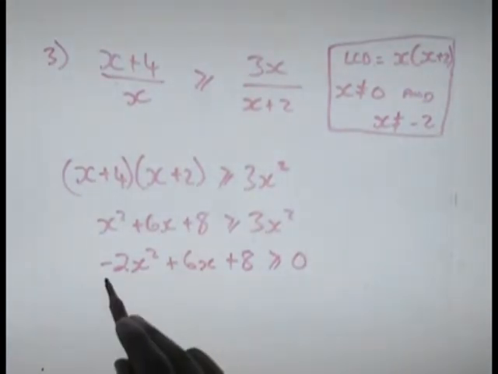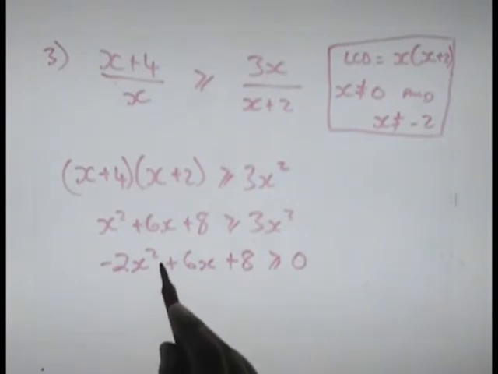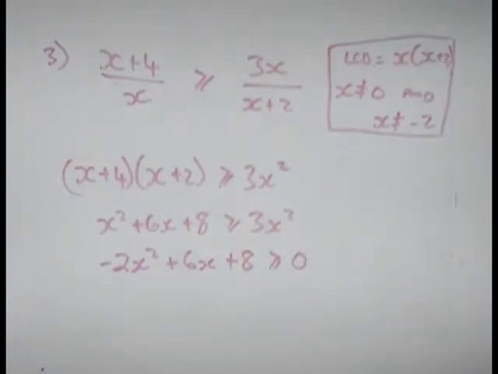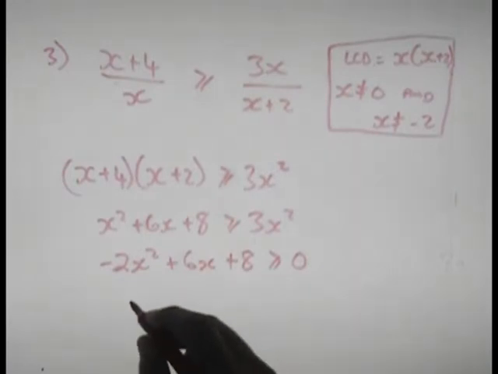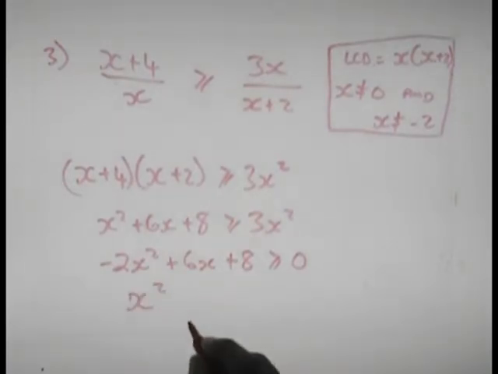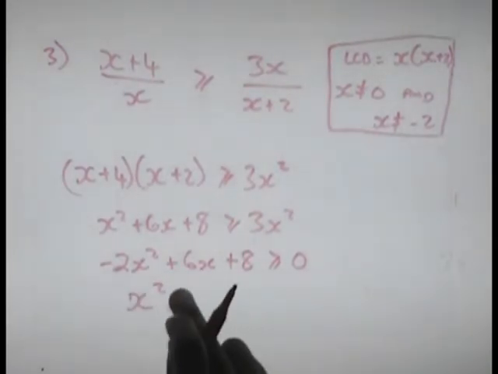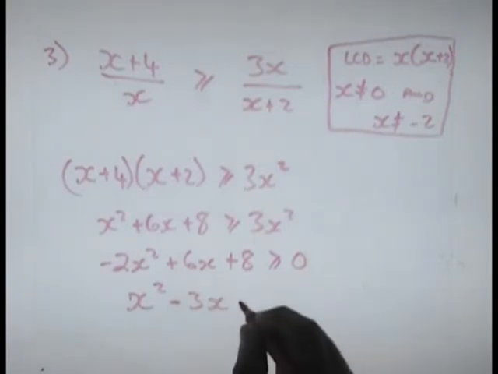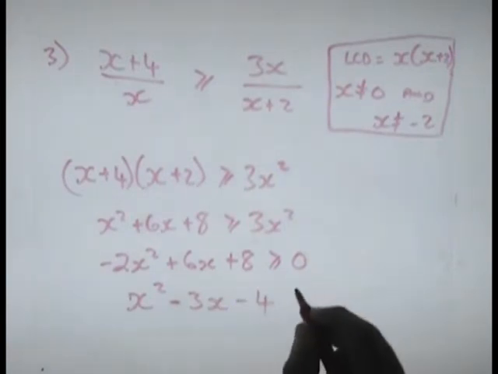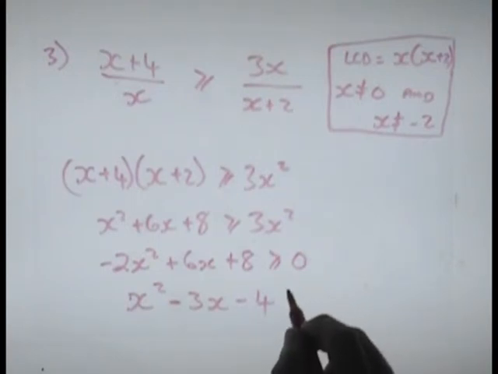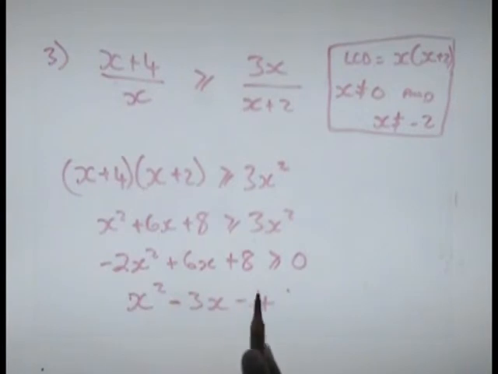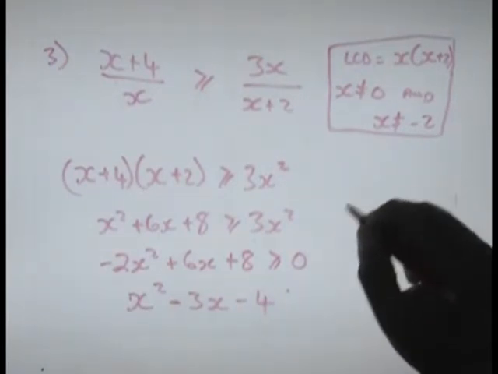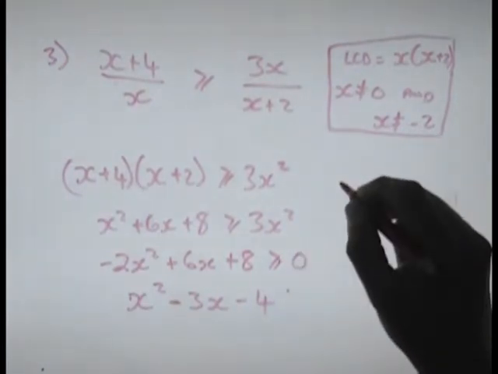Now you know that I don't like working with a negative in front of the x squared, and also the 2 can be divided through. So divide through by negative 2, which will give us x squared minus 3x minus 4, because I'm dividing by a negative. Here's an interesting one. Because we've divided through by a negative, we change the direction of the sign.